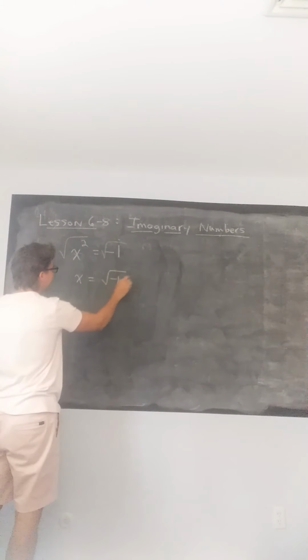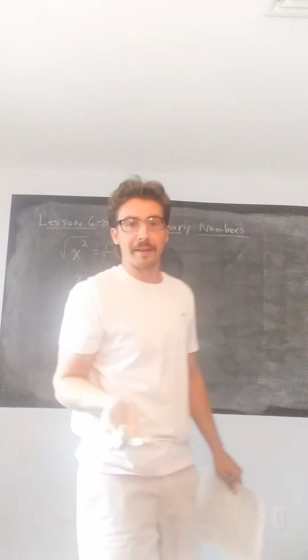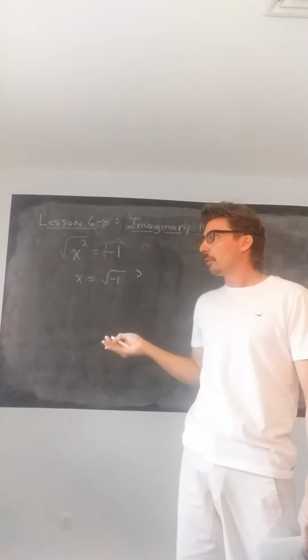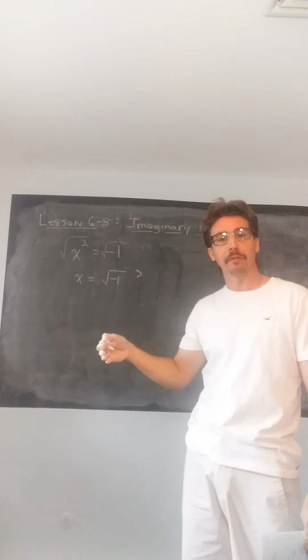But what in the heck is this thing? The square root of negative 1. What exactly is that? If we had the square root of 4, that would be 2, because what number multiplied by itself gives you that number? So it's 2.